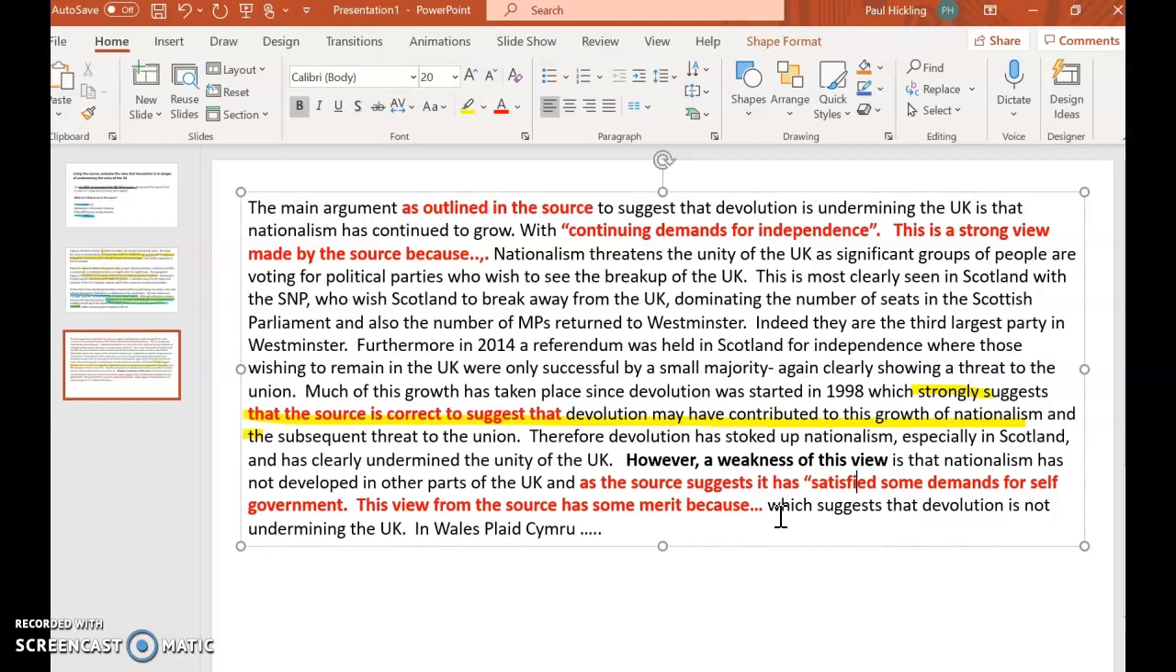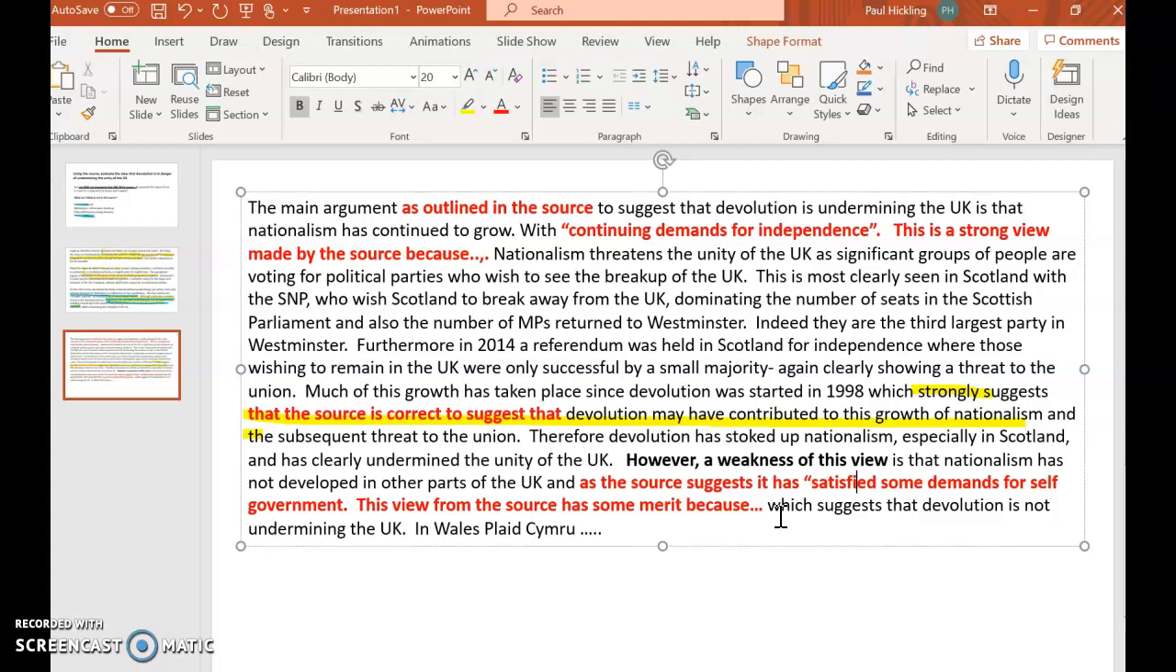And then, just like in a normal essay, at the end of the paragraph say, although this has some merit, actually the view from the source to say that demand for independence is growing is more accurate because yada yada yada. Then I do paragraph 2 in much the same way, and paragraph 3. Okay, I hope that kind of clears that up.